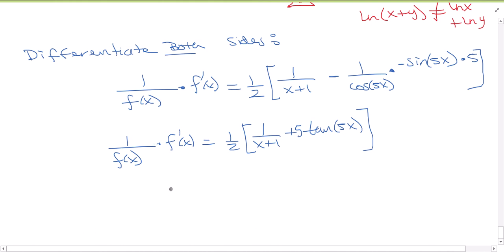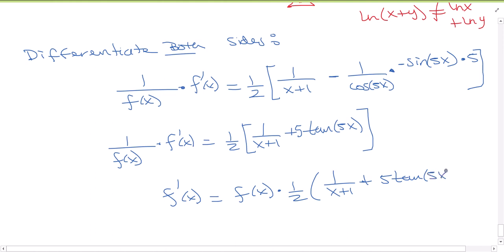Isolate the f prime. So f prime of x, multiply both sides by f of x, so it'll be f of x times, and now if you want you can bring that 1/2 or you can leave it there, and then we're just going to be 1 over x plus 1 plus 5 tangent of 5x. How did I get the tangent? Sine over cosine. How did this become plus? You have a minus, and the derivative of cosine is negative sine, so that's why you have a minus, and these are being multiplied.